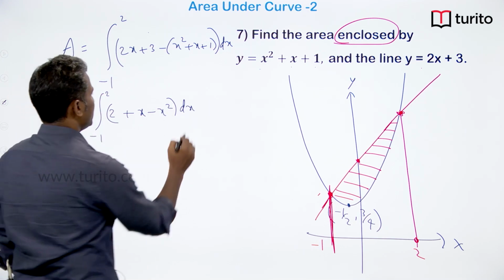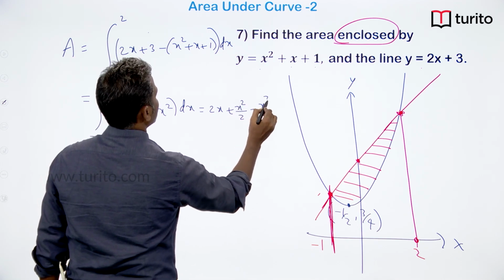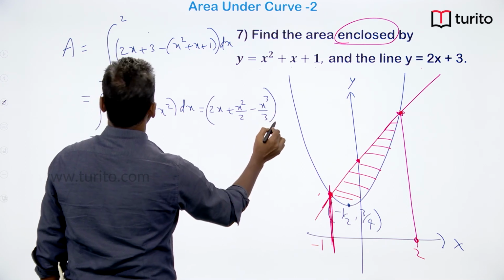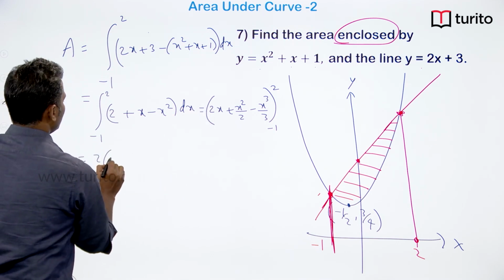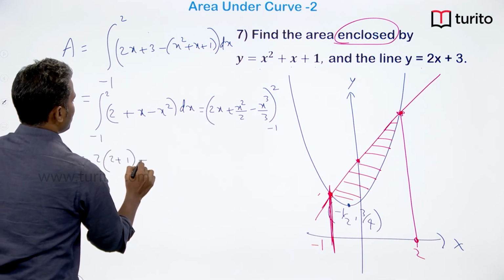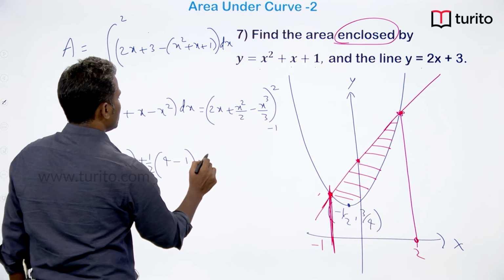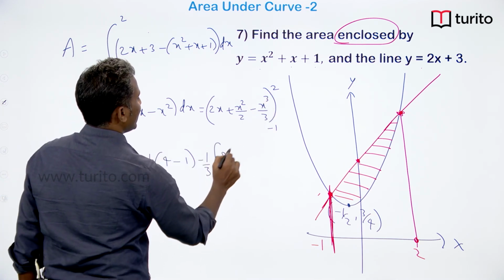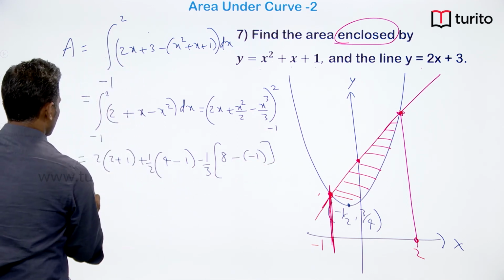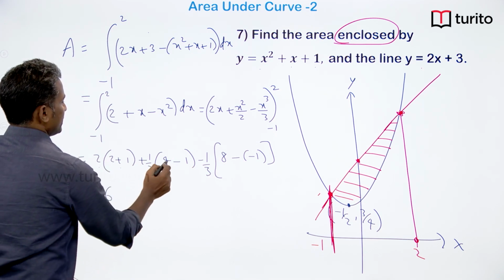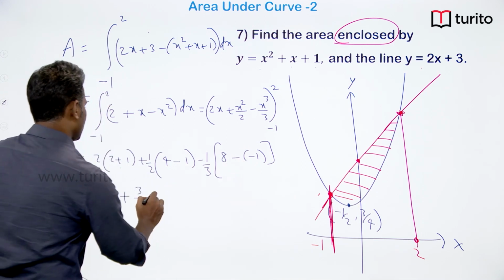Now, what will be the integral here? It will be 2x plus x square by 2 minus x cube by 3 and limits going from minus 1 to 2. If I put them here, we will get 2 into (2 plus 1) plus 1 by 2 into (2 square is 4 minus 1 square is 1) minus 1 by 3 into (2 cube is 8 minus 1 cube is minus 1). Now, just simplify this. So, what do we get here? Here we will get 6 and here we get 3 by 2. Here we get 9 by 3 which is same as minus 3.